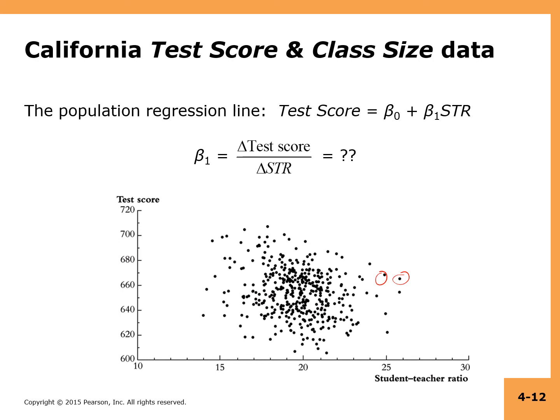The problem of fitting a line to the scatter plot can be summarized by trying to estimate this population regression line, where the test score is what we are trying to predict, and student-teacher ratio is the independent variable. What we are interested in is beta 1, which gives you how much the test score changes when you change the student-teacher ratio by 1 unit.